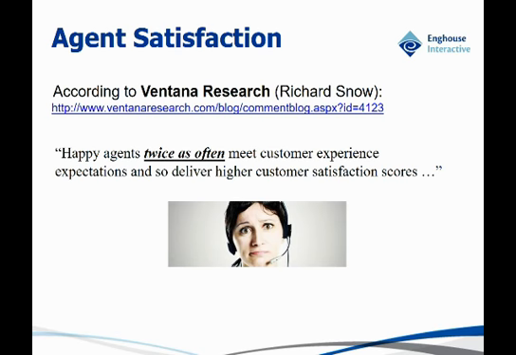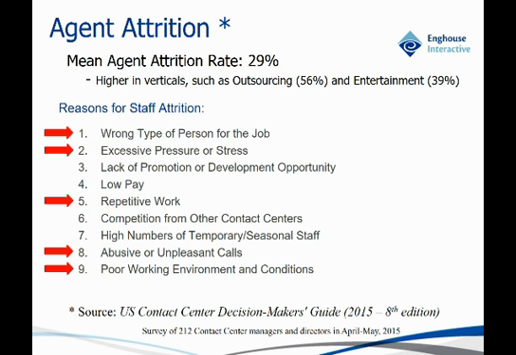But that brings up a point of keeping the agent happy. And what I've seen, you mentioned a rate here of 29% turnover. I've heard of other sites, poorly managed, that are 100% turnover in a year. So how do we deal with agent attrition?